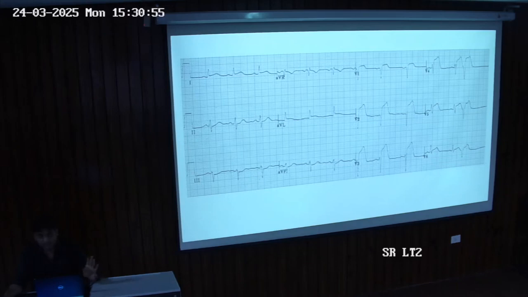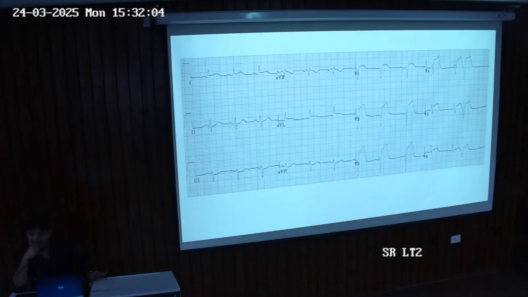First is fine, second is fine, third is fine. AVR, AVL, AVF. AVR is always negative, so never comment, otherwise it's not correctly placed. Then V1, V2, V3, V4, V5, V6. This is again ST elevation in V1 to V6. No? The amplitude is increasing. Can you see it? Is the amplitude increasing or decreasing? It is increasing.